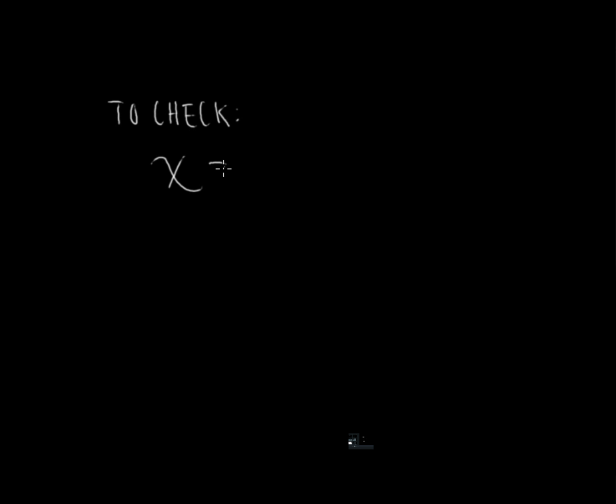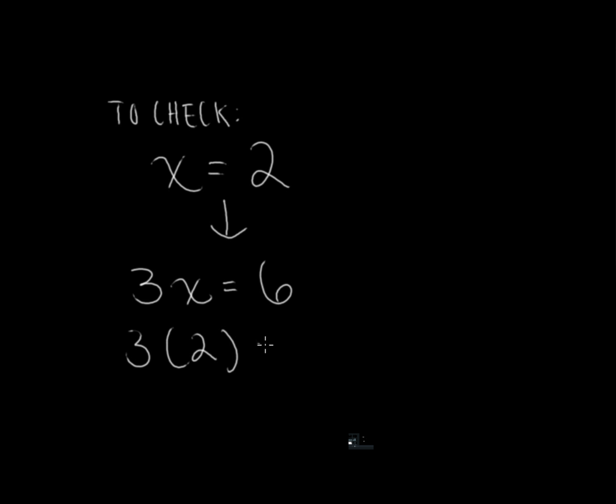Now, in order to check whether x equals 2 is the right answer, we simply plug this in to the original equation. So, 3 times 2 is equal to 6. This is a true statement, meaning this answer is correct.